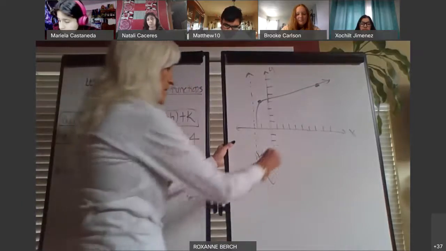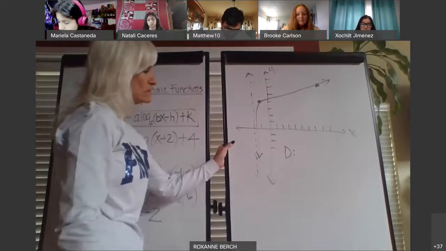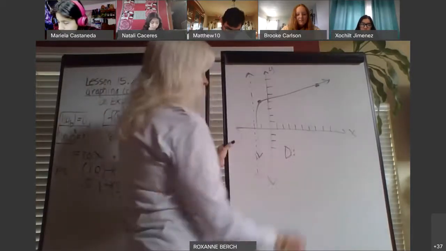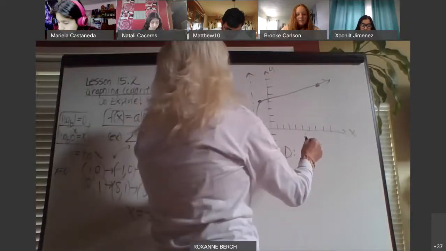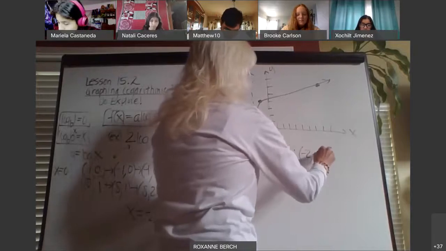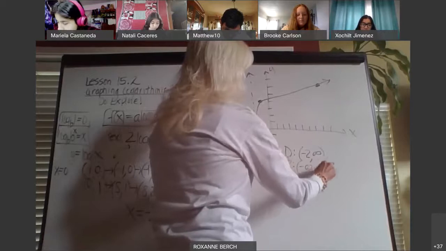All right, let's state the domain and range. What's the domain? Open on -2 to infinity, and the range is forever up and down.